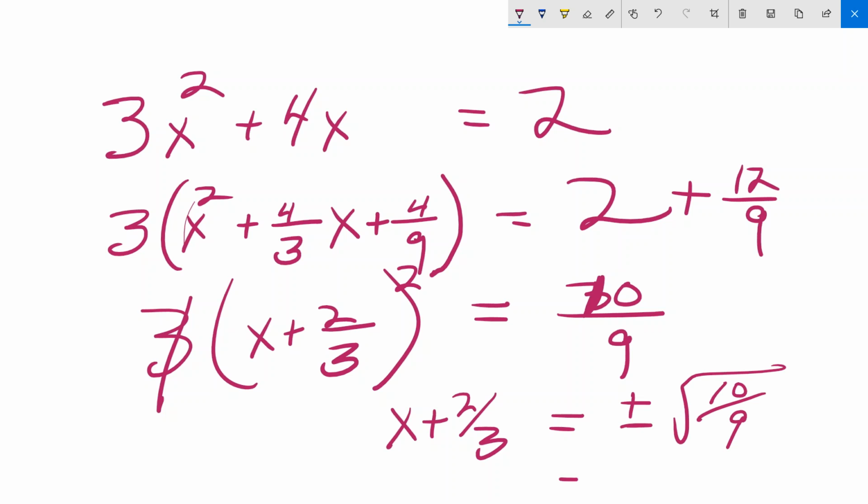Mm-hmm. What's your final answer? It would be x equals 2/3 plus or minus... Hold on. When you move that 2/3 over, you got to change its sign. Negative 2/3. Okay. Plus or minus square root 10/3. Good. And now you can put the denominators together as one denominator, which is kind of funny because I made this problem up right off the top of my head, and I didn't realize I was going to end up with a nice fraction to take the square root of, 10/9.